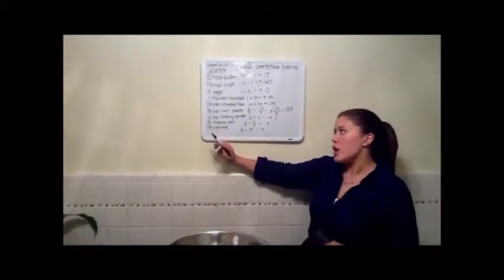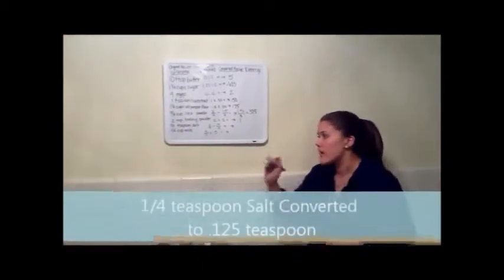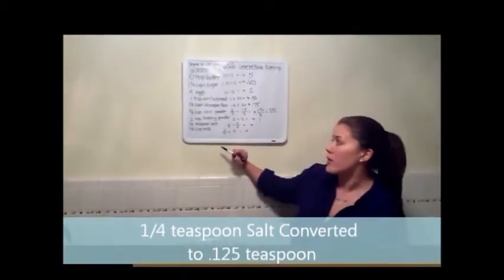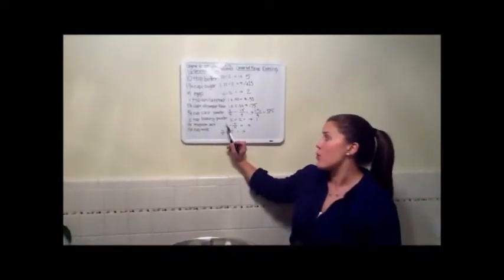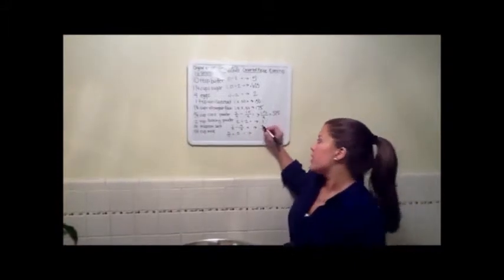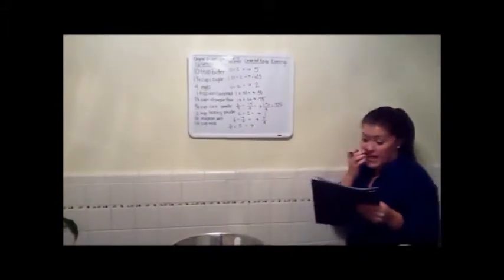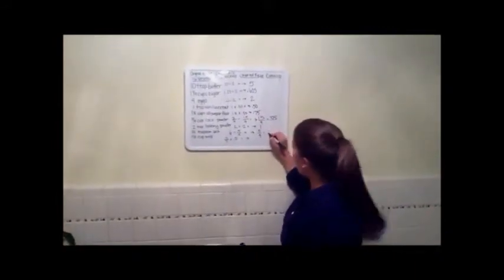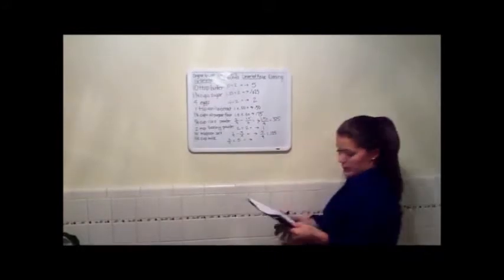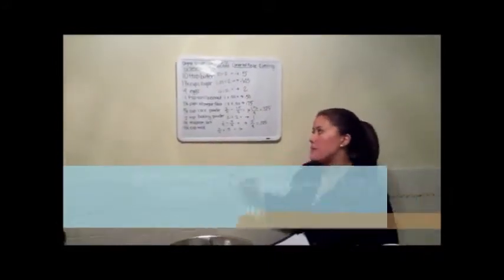Great. Salt. 1/4 of a teaspoon of salt. Let's use that common denominator again until we nail it down. We have 1/4 over here, our original number. We want half of that, so we're going to do 0.5. So 1 minus 0.5 is 0.5 over 4. What's that converted, class? 0.125. Great.